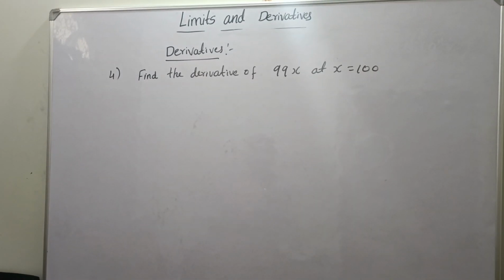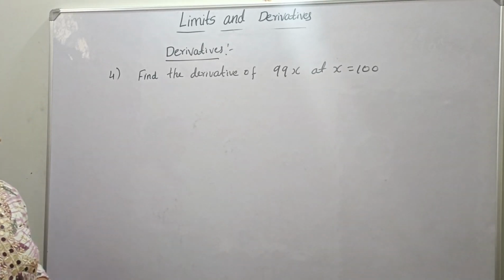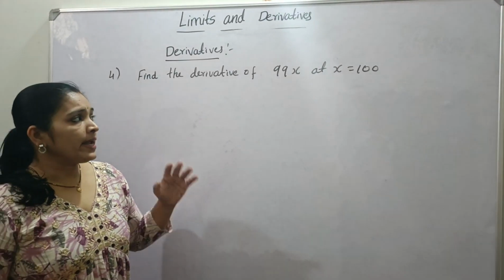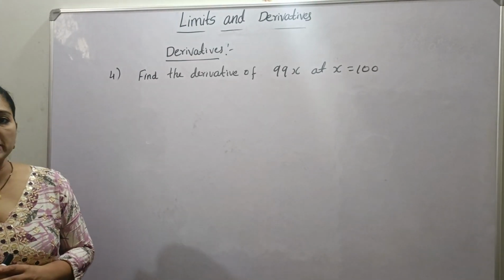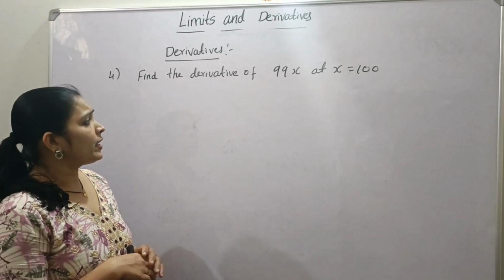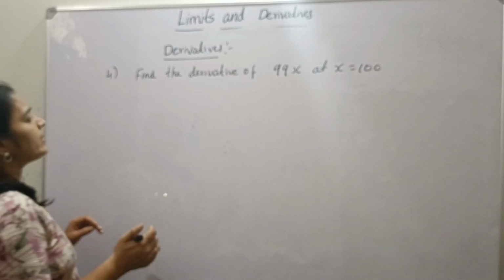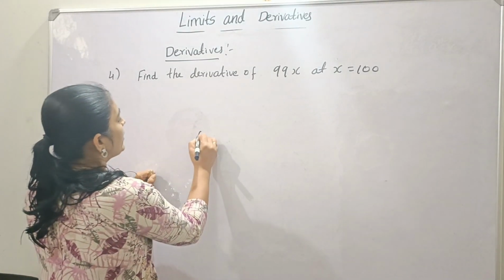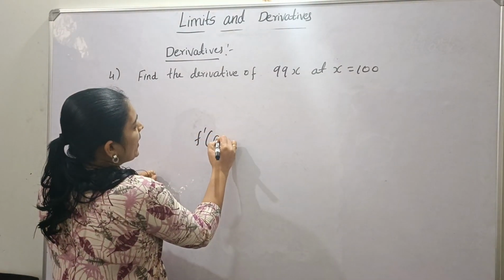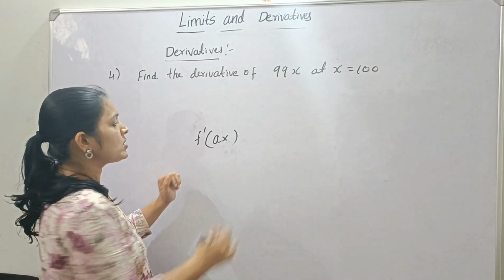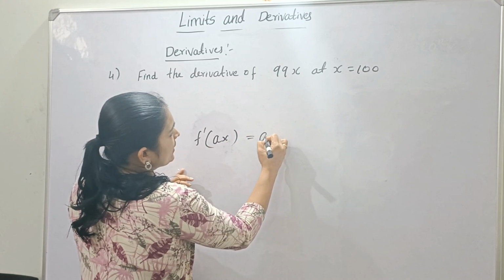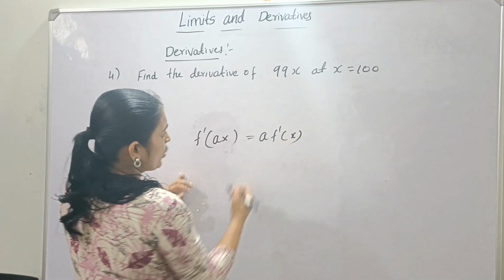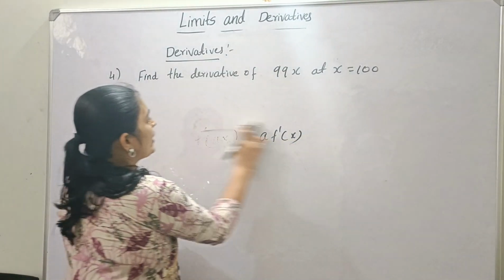See the next question. Find the derivative of 99x at x is equal to 100. It is not given to find the derivative of the given function from first principle, so you can directly write the answer. One more thing: f dash of ax, suppose a is a constant, then at that time you can take a outside, a into f dash of x. Like that, here we will find.